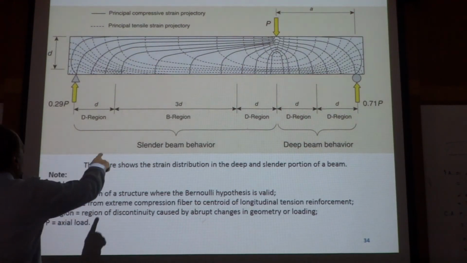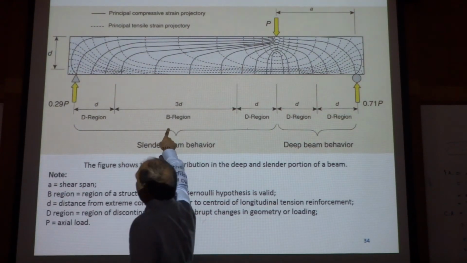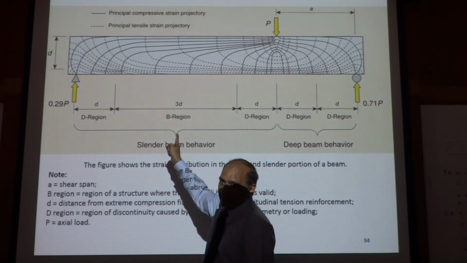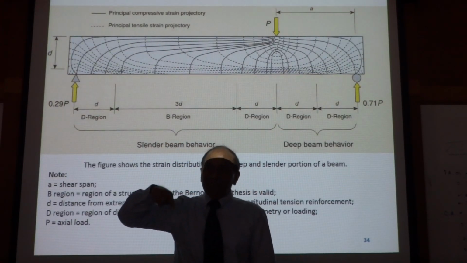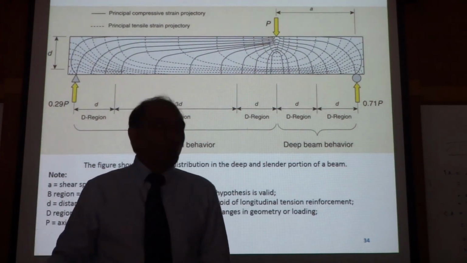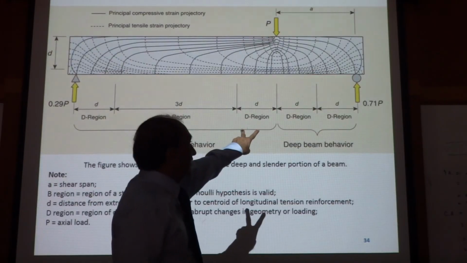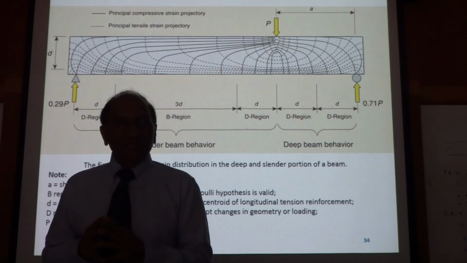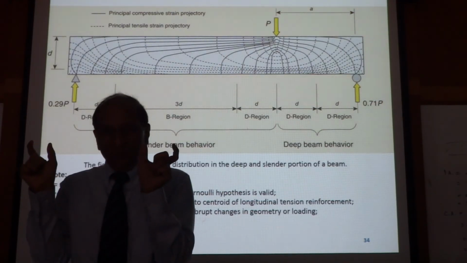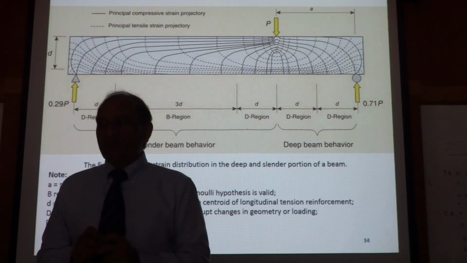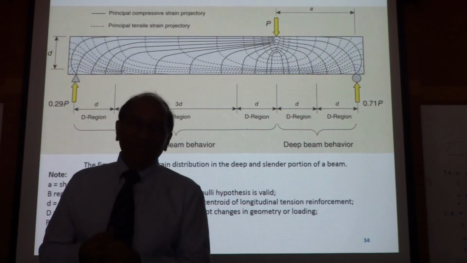Here you can see 3D is B region, 2D is D region. So 3D is more than 2D, right? So it becomes a normal beam. Over there, the entire length is in disturbed region. So now the question is, what about a beam which has 2D in B and 2D in D? What is that? Is it Bernoulli's? It's a normal beam or it's a deep beam?